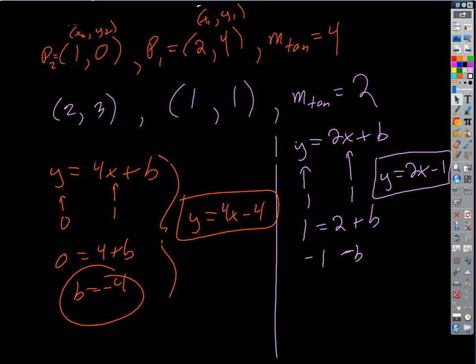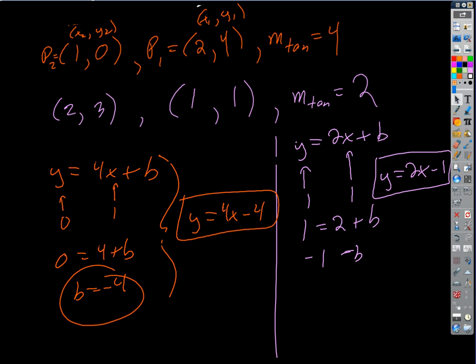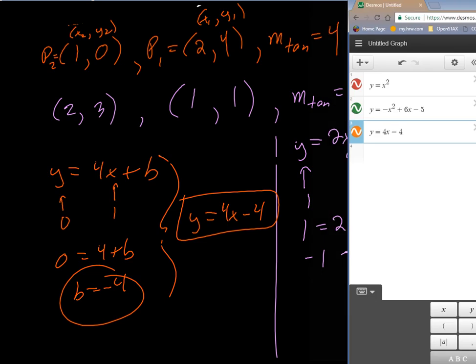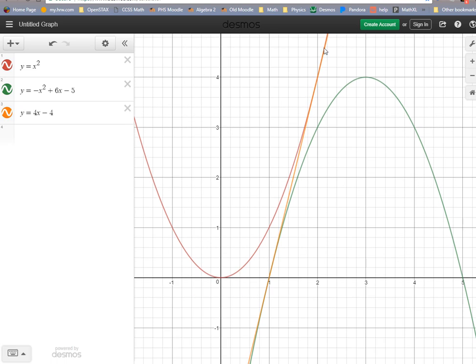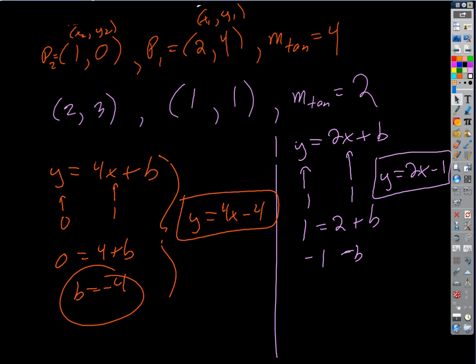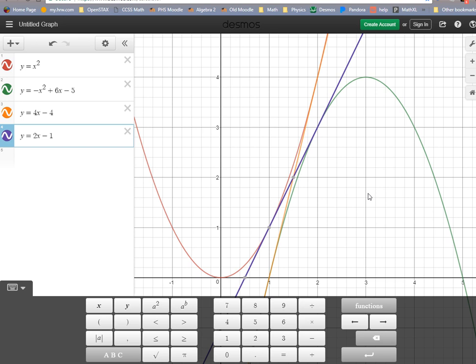So let's try it. So then we get the line. You probably can't see this, but I'm putting this in Desmos as we speak here, and I'll show you what it looks like. So y equals 4x minus 4. Boy, I hope this works. Hey, check that out. That looks pretty good, doesn't it? Look at that. That's a thing of beauty. There's one tangent line. And then here's the other one. y equals 2x minus 1. Oh my goodness. Look at that. Wow. That's pretty amazing.